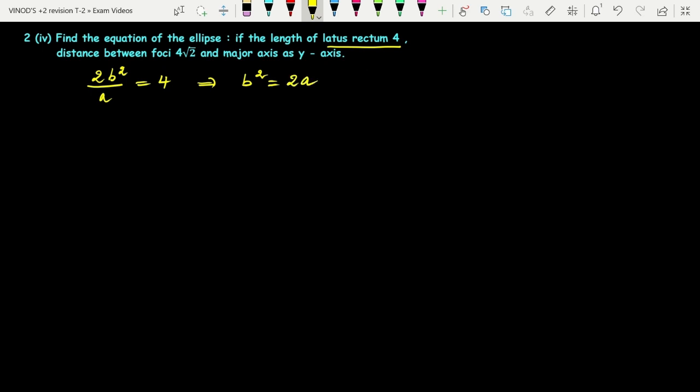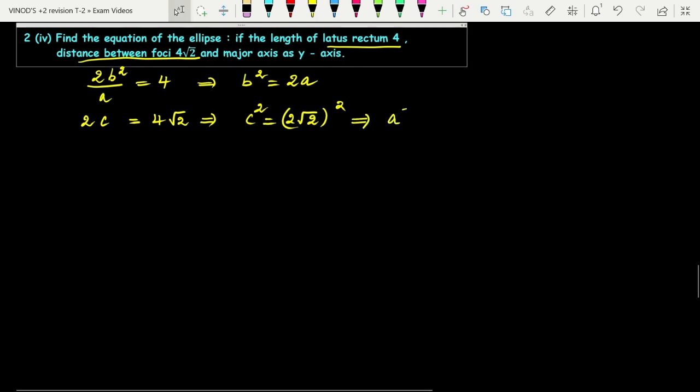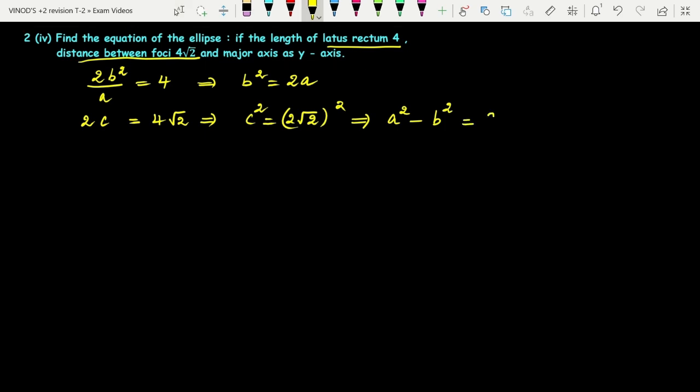And the next thing, the distance between the foci is 4 root 2. The distance between the foci is given by the formula 2c is equal to 4 root 2, so c is equal to 2 root 2. So c square is equal to (2 root 2) the whole square. c square you can write as a square minus b square. So a square minus b square is equal to (2 root 2) the whole square, which is 8.